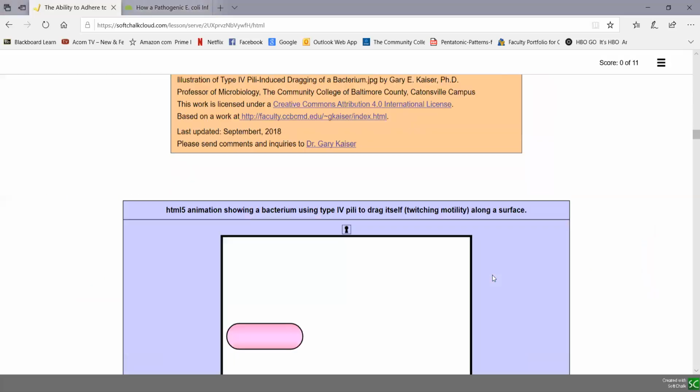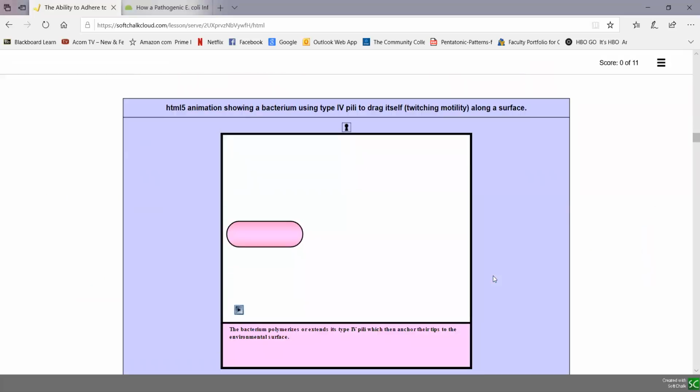Now, for example, here's an animation we showed you of the twitching motility, where the bacterium can produce pili at a pole. And then once the adhesive tips attach to a receptor, the pilus depolymerizes. As it depolymerizes, it pulls the bacterium towards where it's adhering, allowing it to crawl over the surface.